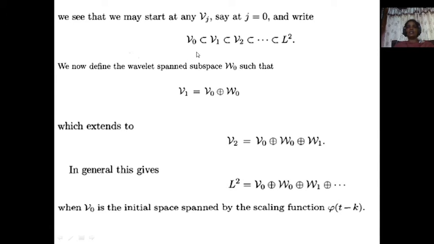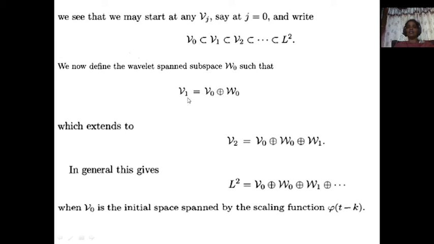Then see here, V0 is a subset of V1, a subset of V2, and so on up to L2. L2 is the final set. Then already we said that the upper set V1 will be defined by the lower set, the space spanned by the scaling function, modulo 2 operation with the space spanned by the wavelet function. Then V1 equals V0 XOR operated, or modulo 2 operation, with W0, which extends to V2 equal to, we can write as usual like this, V1 XOR operated with W1.